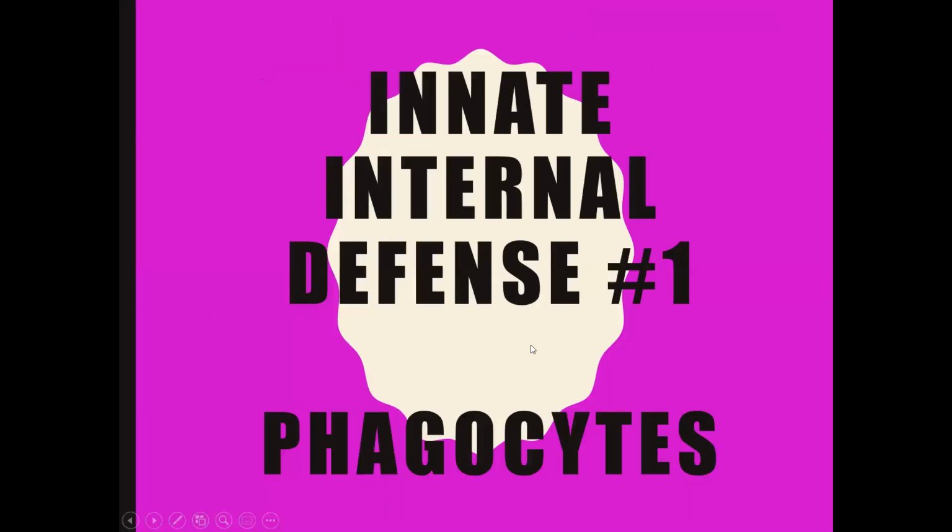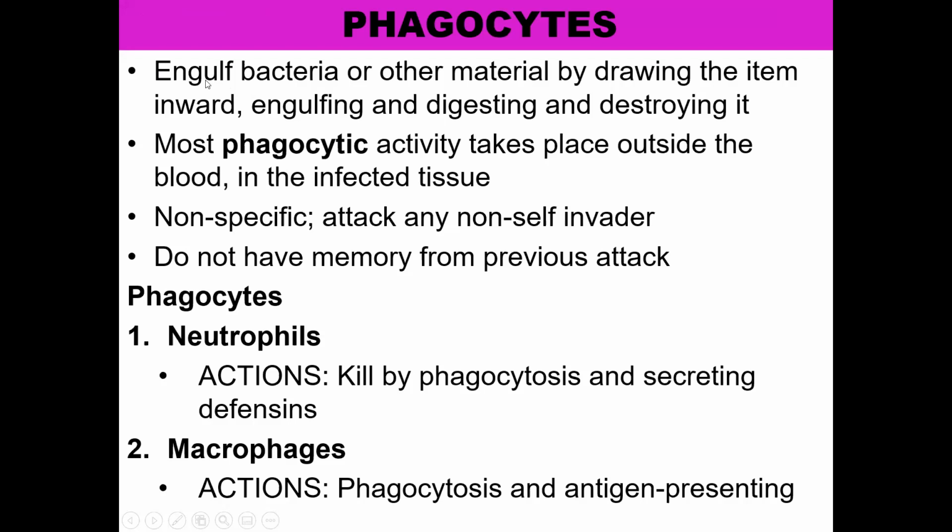All right, so let's look at phagocytes first. So we talked about that. Phagocytes kill by engulfing the bacteria, drawing it in, and then having their digestive enzymes attack it and destroy it. Most phagocytic activity takes place outside of the blood. So we don't see a whole lot of this going on inside the blood.